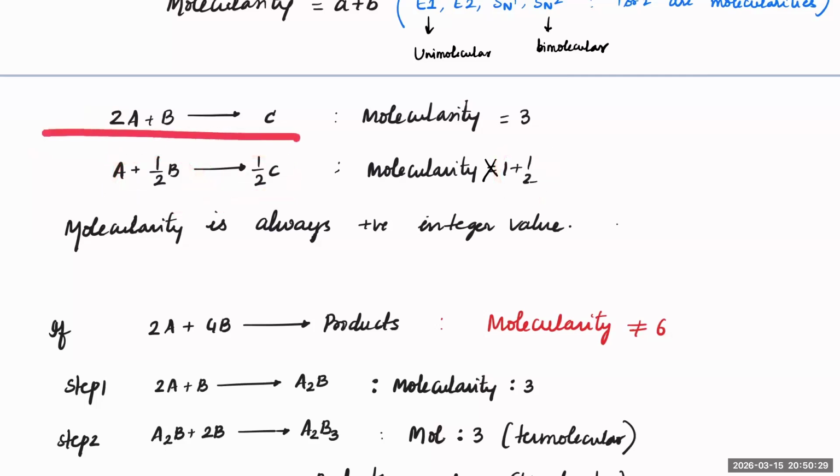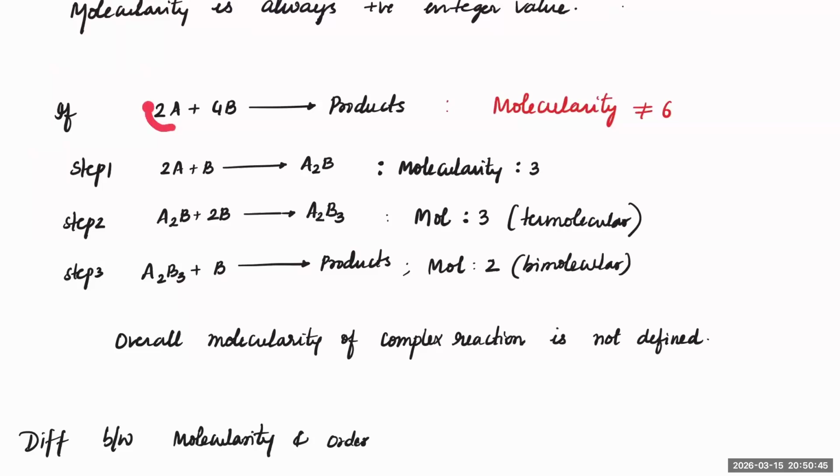Instead, you write all the reactants in the form of simple integer values and then take the sum of all the reactants. That becomes the molecularity. Now, here is a catch. Just because a reaction is given as 2A plus 4B giving products, it does not mean the molecularity can be 6. Okay. The reason being, molecularity is only expressed for an elementary reaction. Got it? So for an elementary reaction, right?